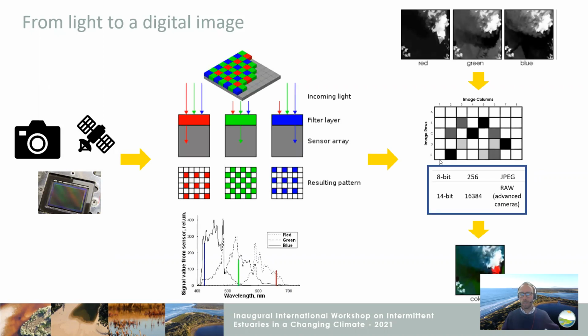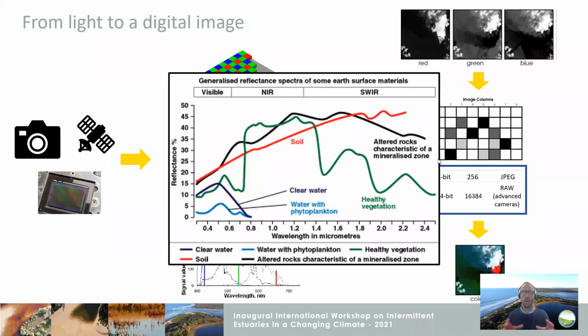And so what we then do in remote sensing is that we use this image information on a pixel by pixel basis, typically, to infer different characteristics of the land surface based on the spectral signature of things.